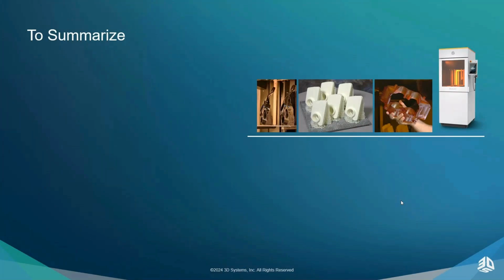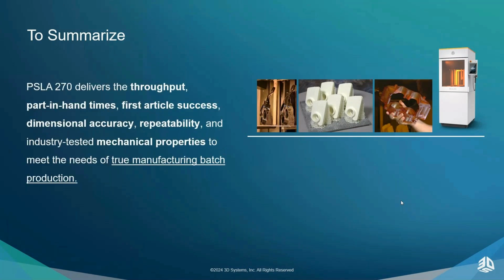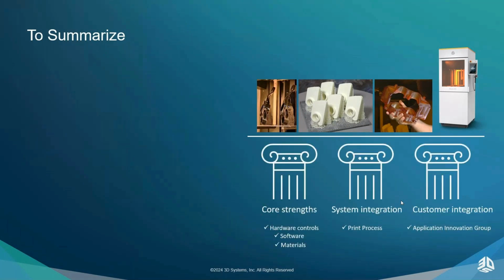So to summarize, the PSLA 270, as I said, produces exceptional quality parts, exceptional accuracy and throughput. And all of these advantages I've outlined here are really key factors that separate the PSLA 270 from the many other systems out there today. Speed, part in hand times, first article success, dimensional accuracy, repeatability, material mechanical performance. All these factors come together to answer the needs of true manufacturing batch production.